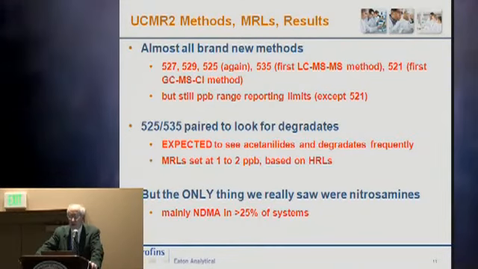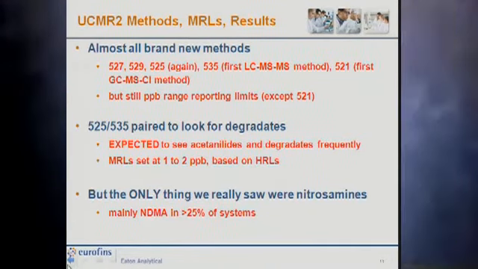UCMR2, as I said, was almost all brand new methods: method 527 for polybrominated diphenyl ethers, 529 for explosives, 525 again, but really only because it provided the parent compounds for acid analyte herbicide degradates, which was the first real official EPA LCMS method for any kind of compliance monitoring, and then 521 for nitrosamines. But except for 521, as I pointed out, everything was still in the ppb range.